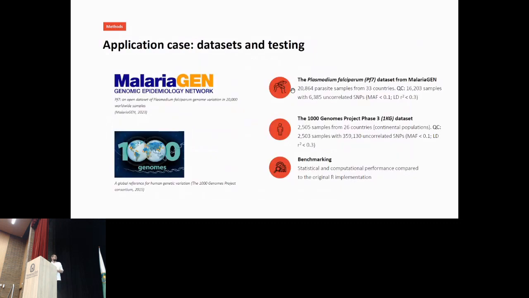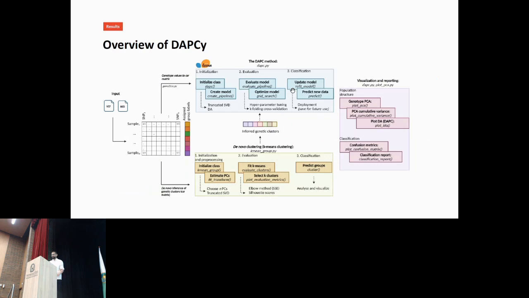For this presentation, we use these datasets to evaluate the capabilities of DAPCy. Here we use two datasets: the Plasmodium falciparum Pf7 dataset from the Malaria Genomic Network, which includes 20,000 samples from 33 countries, and the 1000 Genomes Project, which includes over 2,000 samples from 26 countries covering continental populations. But before explaining the application to the datasets, I will explain DAPCy.